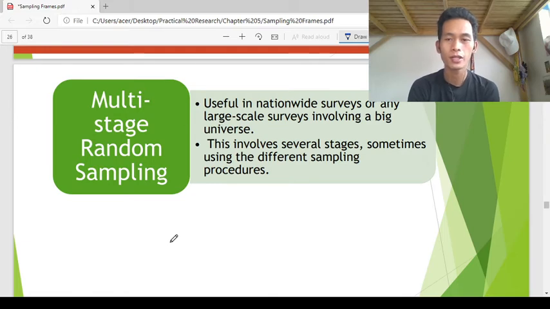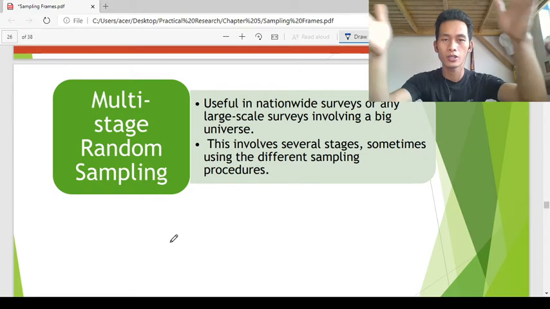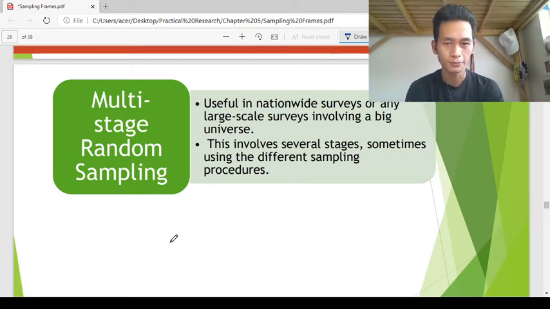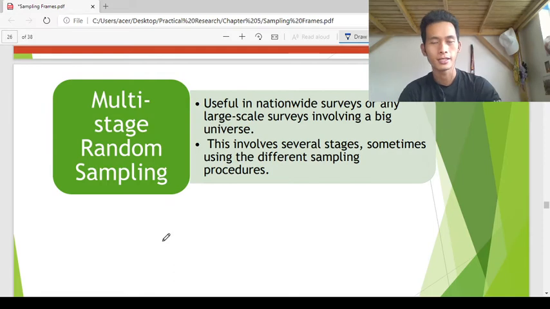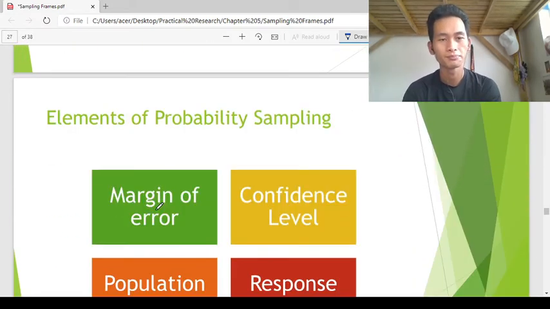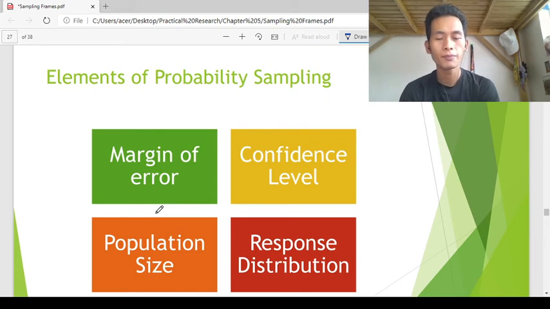This involves several stages, sometimes using different sampling procedures. It is the combination of all probability sampling. Maybe they used cluster, systematic, stratified, or simple random sampling. Multi-stage random sampling. Examples are Pulse Asia and SWS. So, they are multi-stage. Now, elements of probability sampling.